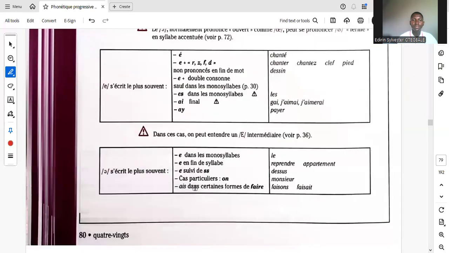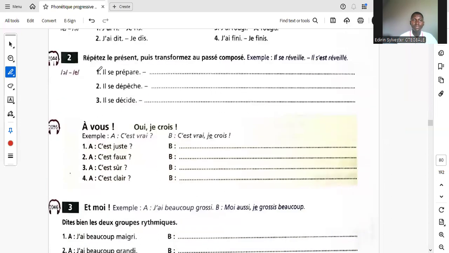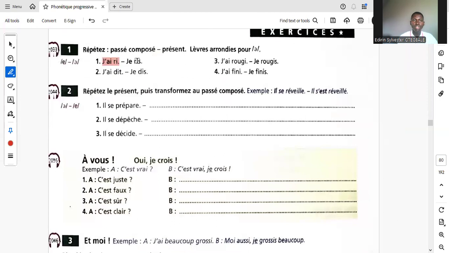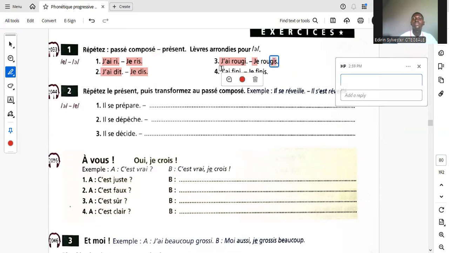Leçon 22. J'ai, je. Exercice 1. 1. J'ai ri. Je ris. 2. J'ai dit. Je dis. 3. J'ai rougi. Je rougis. 4. J'ai fini. Je finis.